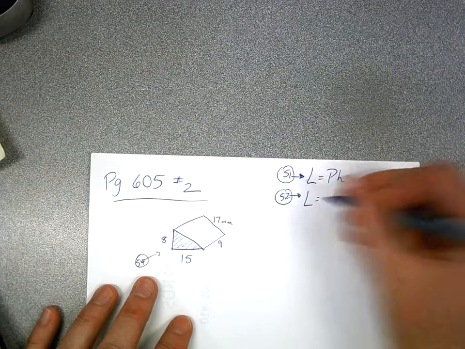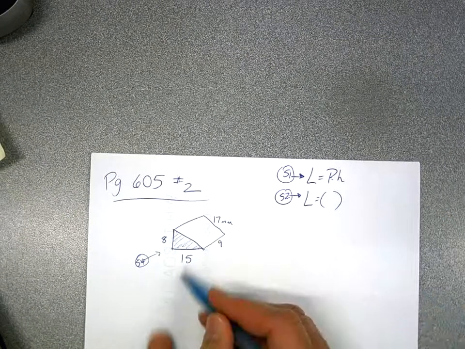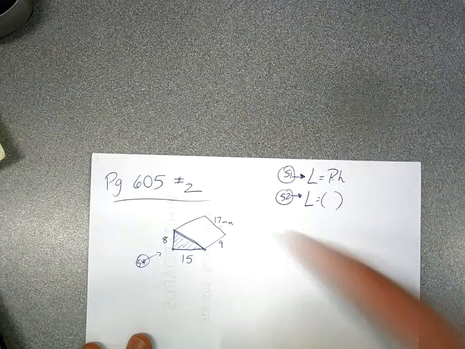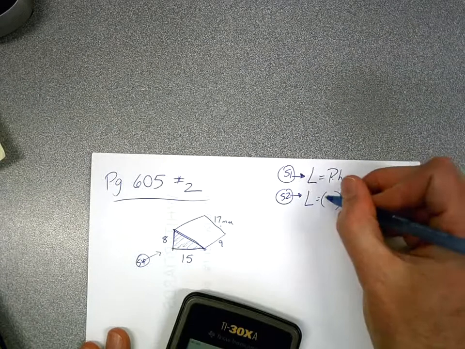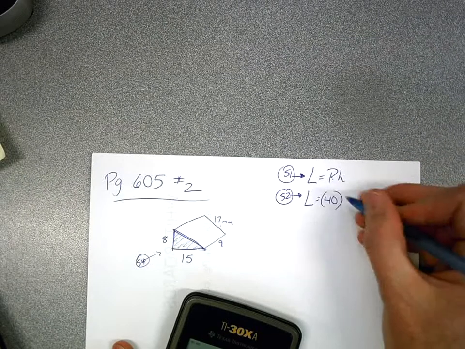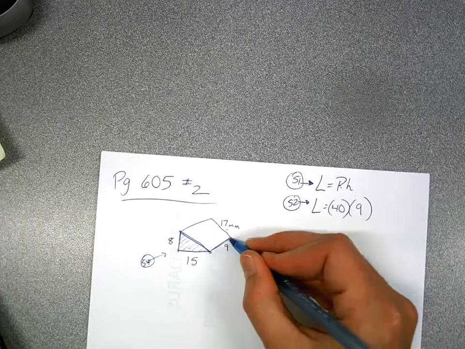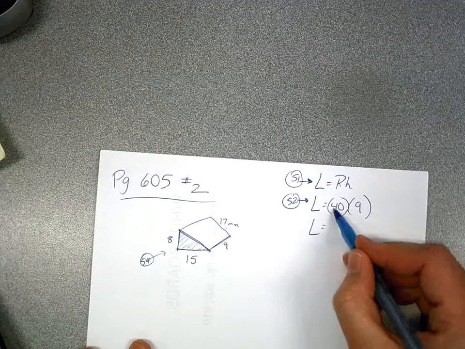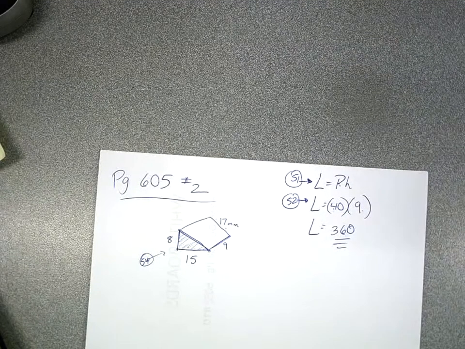So to get the lateral area, I'm going to find the perimeter of the base. So it is 8, 15, and 17, right? You can use a calculator. 8 plus 15 plus 17 equals 40. There's the perimeter of our base. And what's the third dimension? 9. So lateral area on this one is 40 times 9, which is 360.